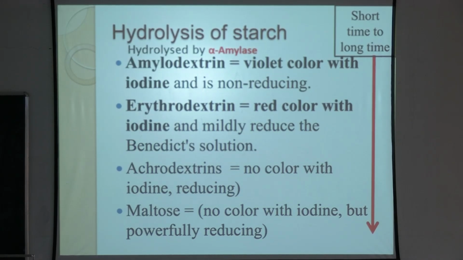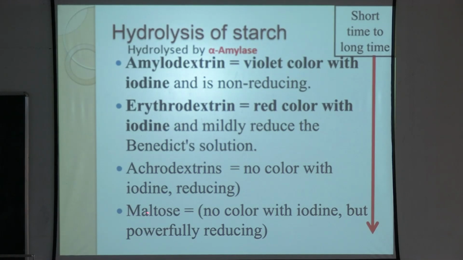When we start hydrolyzing starch, what are the products we get? Dextrins. What is dextrin? Dextrin is a product of hydrolysis from starch, smaller units of amylose and amylopectin. First we will get amylodextrin, which will give violet color with iodine. Next we will get erythrodextrin, which will give red color with iodine, and this is mildly reducing. Next, acrodextrins, where there is no color with iodine.